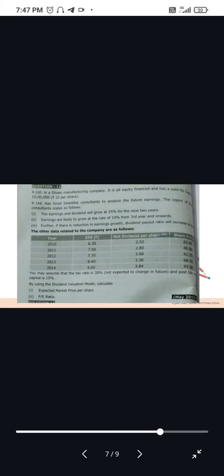The report of the consultant states as follows: the earnings and dividend will grow at the rate of 25% for the next 2 years, and after that earnings are likely to grow at the rate of 10% from the third year onwards. Further, if there is a reduction in earnings growth, the dividend payout ratio will increase to 50%.